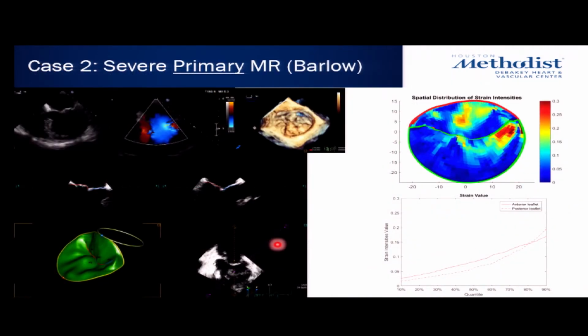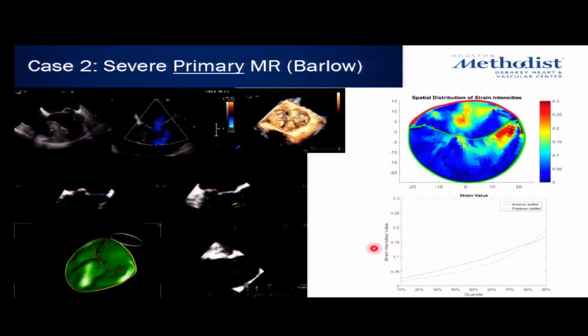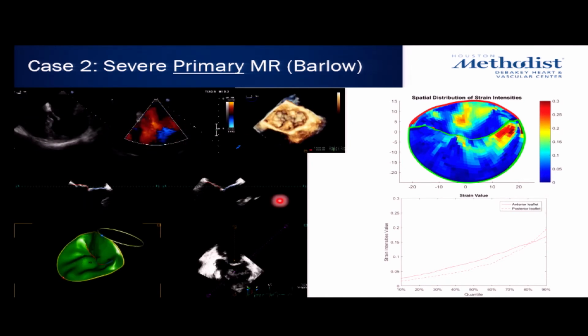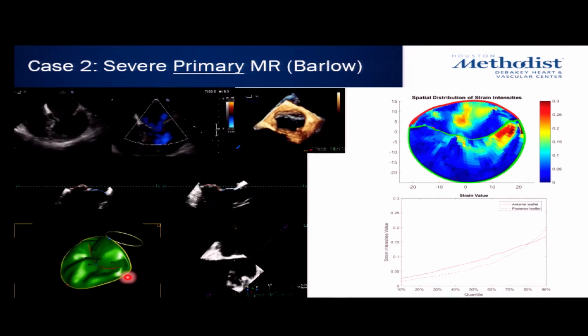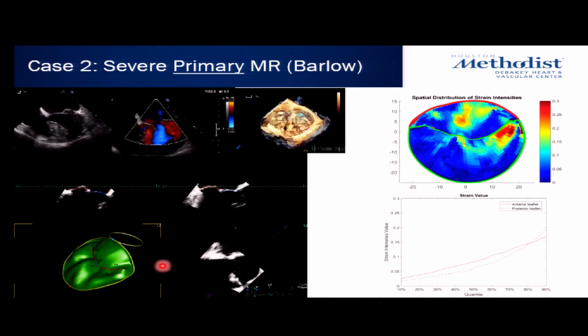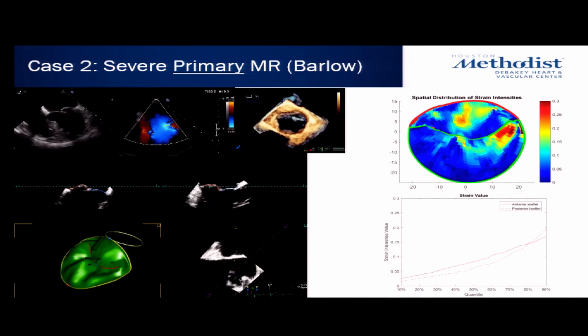This is a case of severe primary MR or Barlow. Again, you can appreciate on the 2D how the leaflet is prolapsing, the same on the 3D. I rotated the model here to the side so you can better appreciate how the leaflet deformation is happening. And this is actually what we are trying to translate into numbers. And this is what we get here.